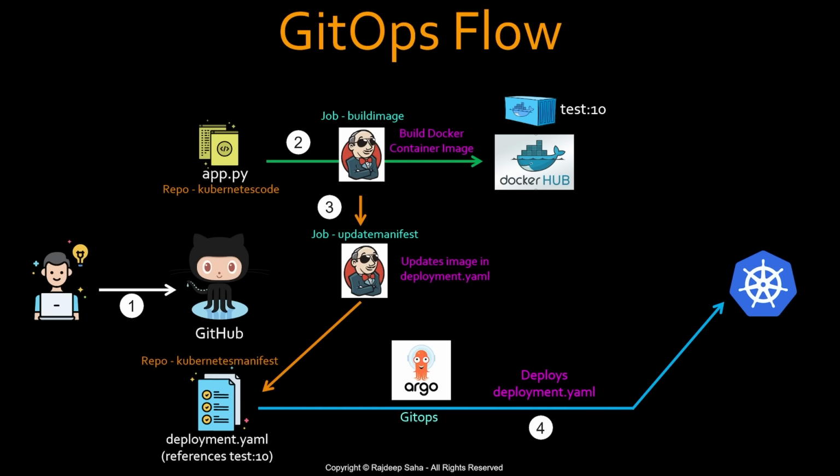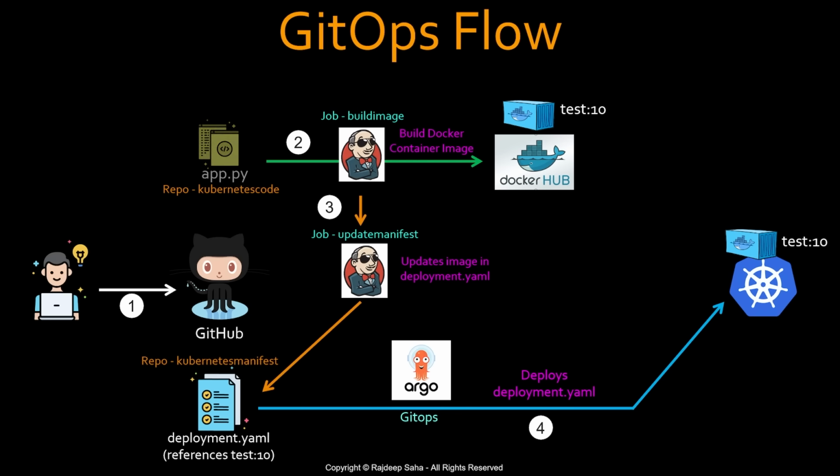There is no container running in the Kubernetes cluster, and the GitOps sees that, so it is going to deploy the deployment.yaml file into the Kubernetes cluster. So in the cluster, we have the container with the tag 10 running. So this is for the first time.